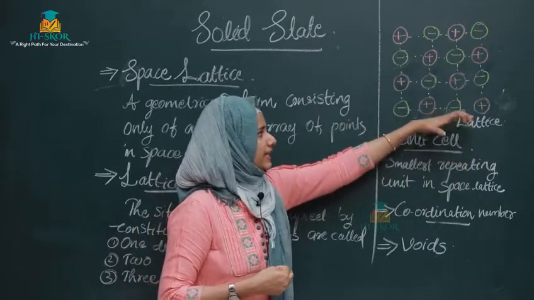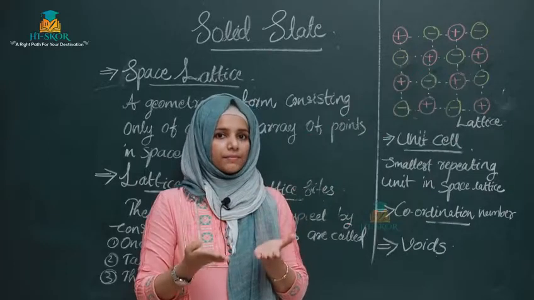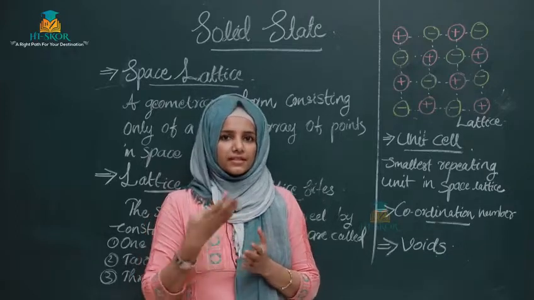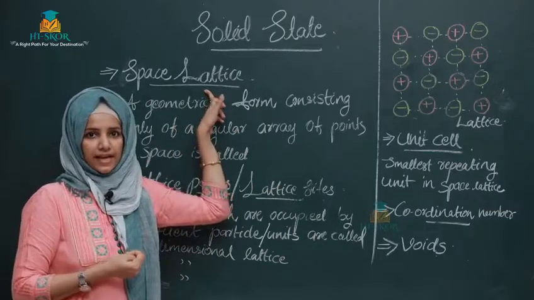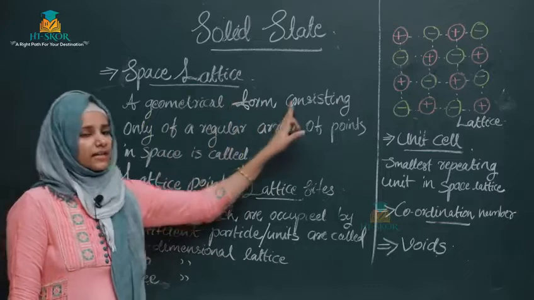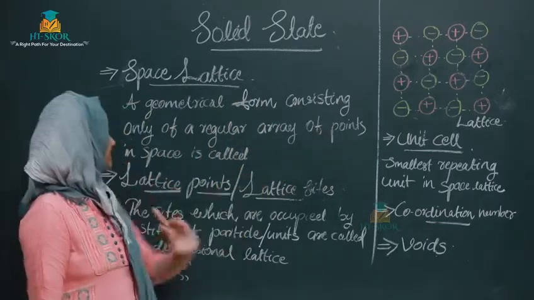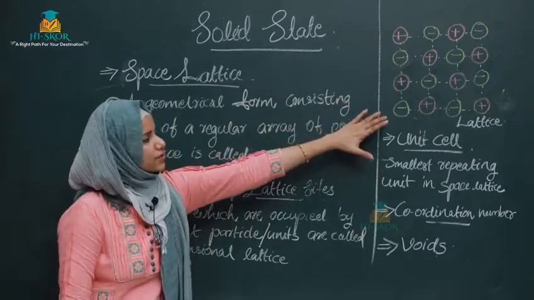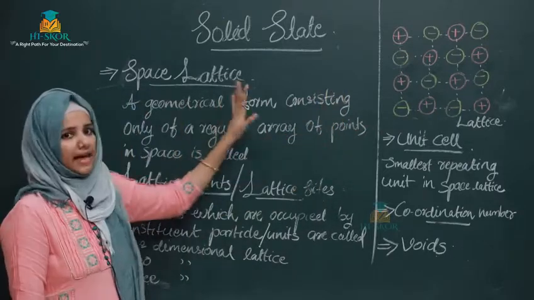So to place this lattice we need a space, right? This type of lattice is placed in a space. Such a lattice is called a space lattice. What is the term? Space lattice. So what is meant by space lattice? A geometrical pattern consisting of a regular array of points in space is called a space lattice.